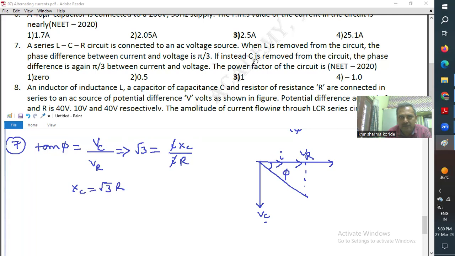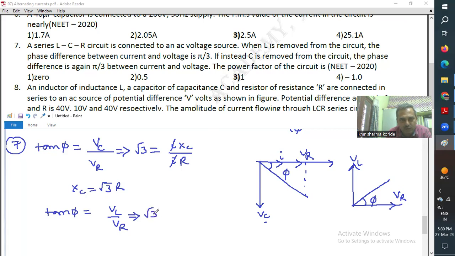In the next case, if C is removed, once again, this is the way to write the phase difference. So this is going to be phi, this is VL, this is VR. So once again, tan phi is equal to VL by VR. Once again it is pi by 3, so tan 60, root 3 is equal to V into XL, I into XL by I into R. So XL is also equal to root 3 R.